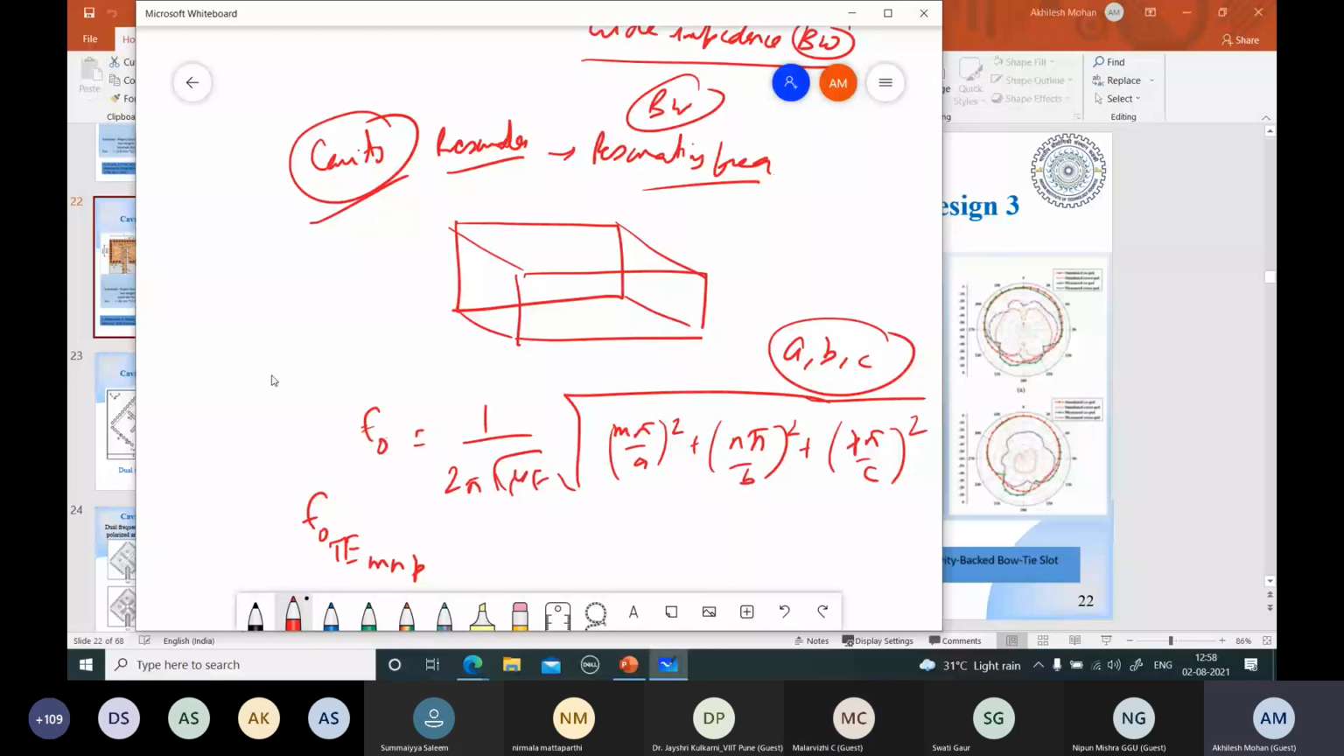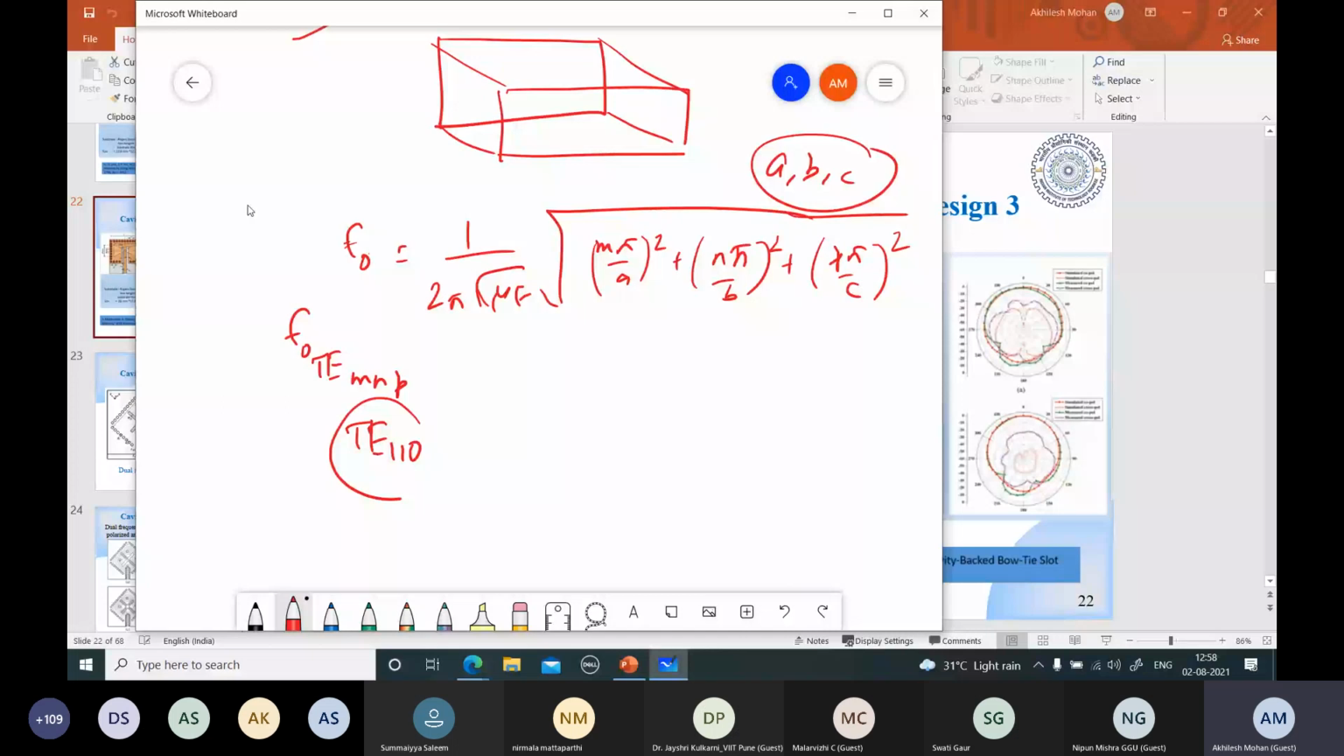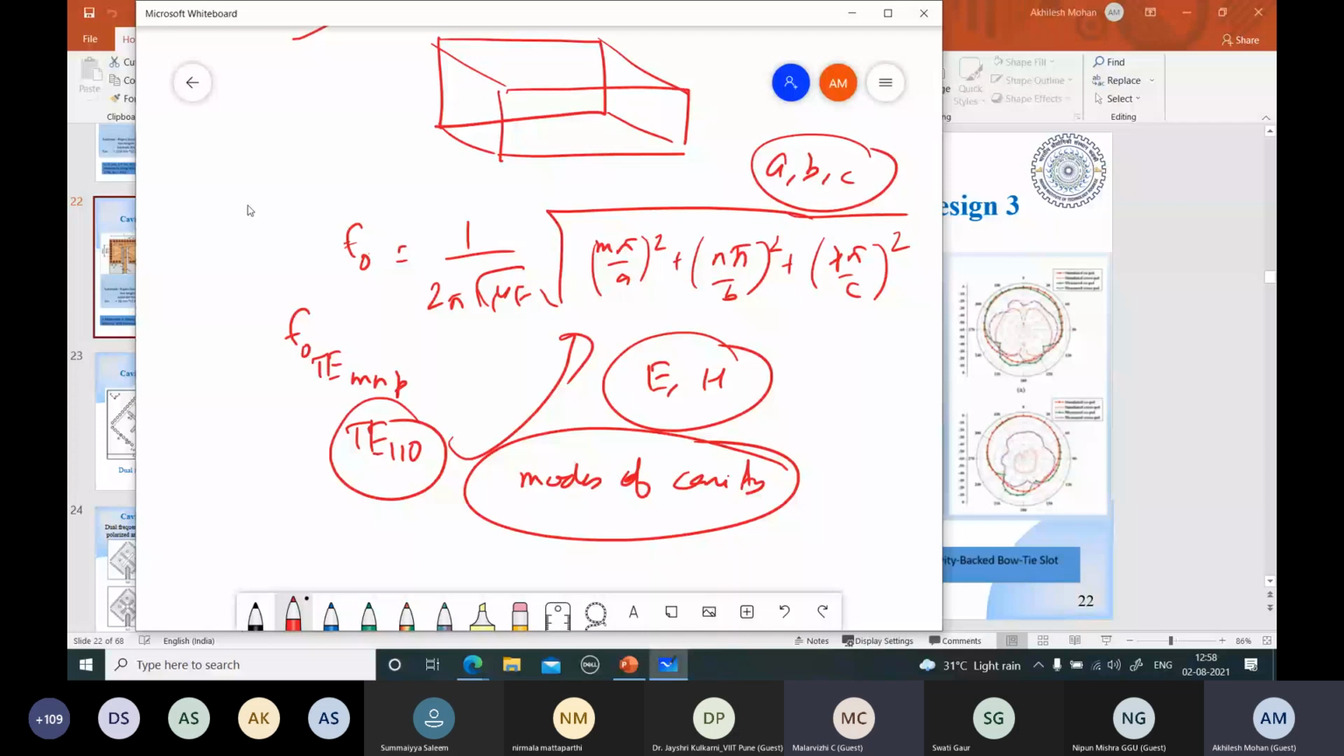Corresponding to this frequency, you will have your electric field and magnetic field inside the cavity. These are basically the modes of the cavity. Modes of the cavity means these are some of the modes of the cavity. That means this structure can support these frequencies. Otherwise, if you use any other frequency, it will not be supported by this structure.